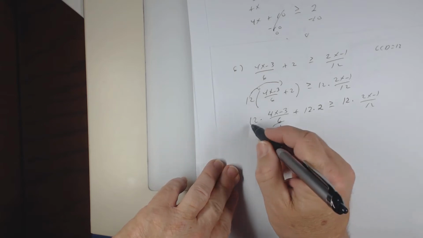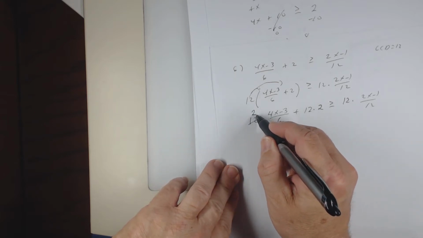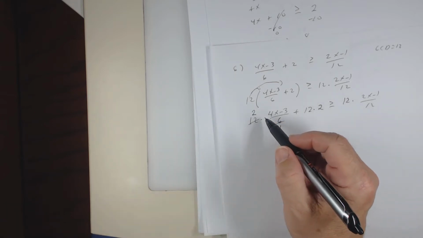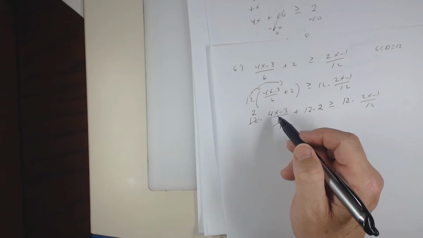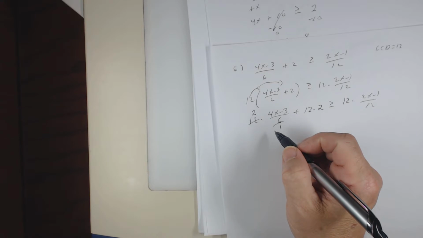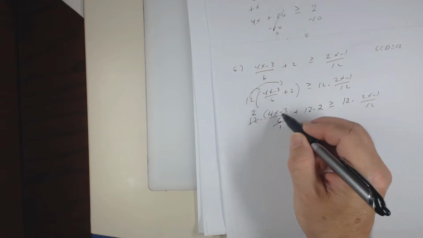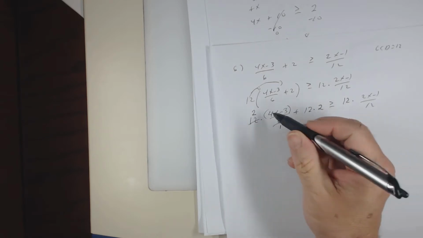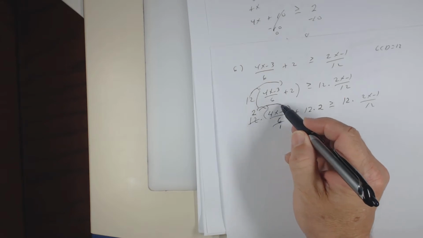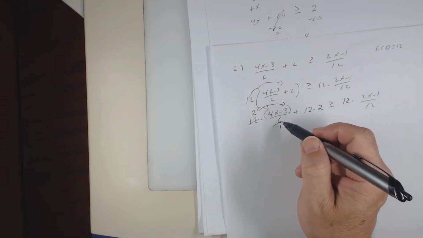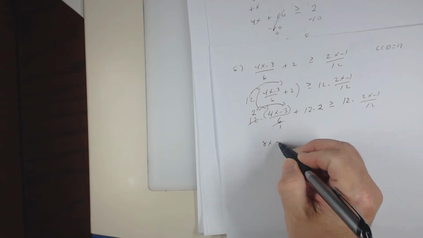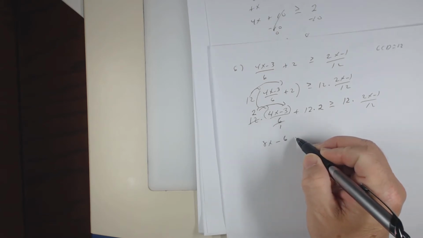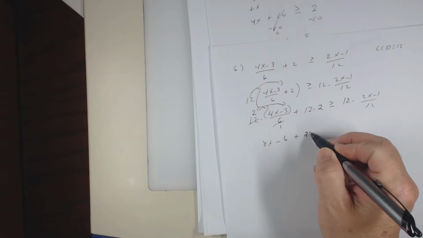6 into 6 is 1. 6 into 12 is 2. Now be careful. If you're not careful, you're saying 2 times 4x is 8x. But what else has to be multiplied by 2? The negative 3. So really this should be in parentheses. And you're using the distributive property again, right? You remember that with the equations? So what's 2 times 4x? 8x. Minus? Good. Plus 12 times 2 is 24.